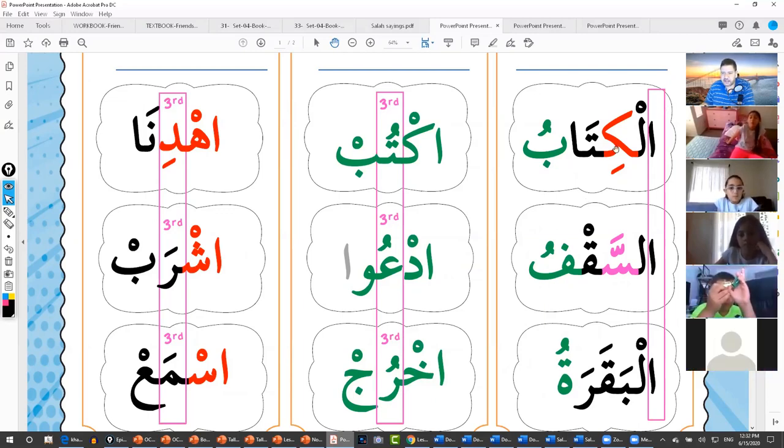You say Al-Kitabu, As-Saqfu, Al-Baqaratu. Why do we read this Alif with Fatha? Because if I see Alif at the beginning followed by Lam, this Alif should be read with Fatha. Allah, Alhamdu, Ar-Rahman, Al-Walad, Al-Madrasa. So if I start with Alif followed by Lam, the Alif should be with Fatha.